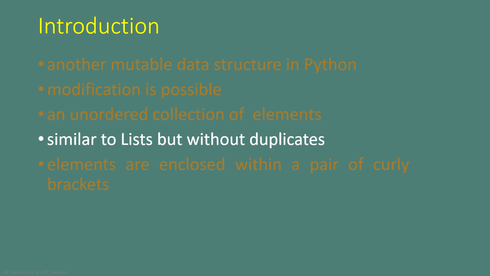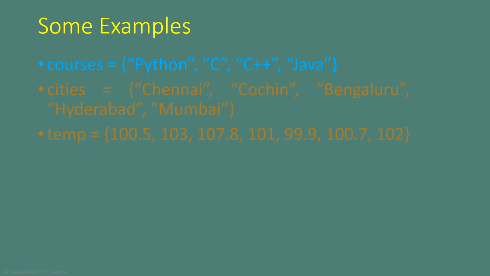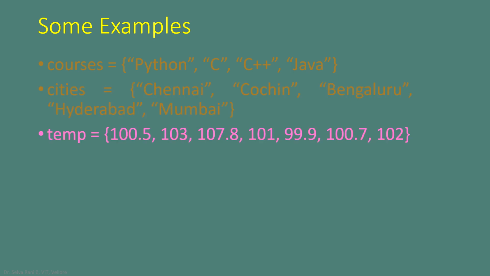They are similar to lists but without duplicates. Sets do not permit duplicate elements. And the elements in a set are enclosed within a pair of curly brackets. Let's see some examples. Courses is a set in which we have the elements Python, C, C++, and Java. Cities is a set in which we have Chennai, Cochin, Bangalore, Hyderabad, and Mumbai. Temp is a set in which we have the temperature of Vellore for the past 1 week.